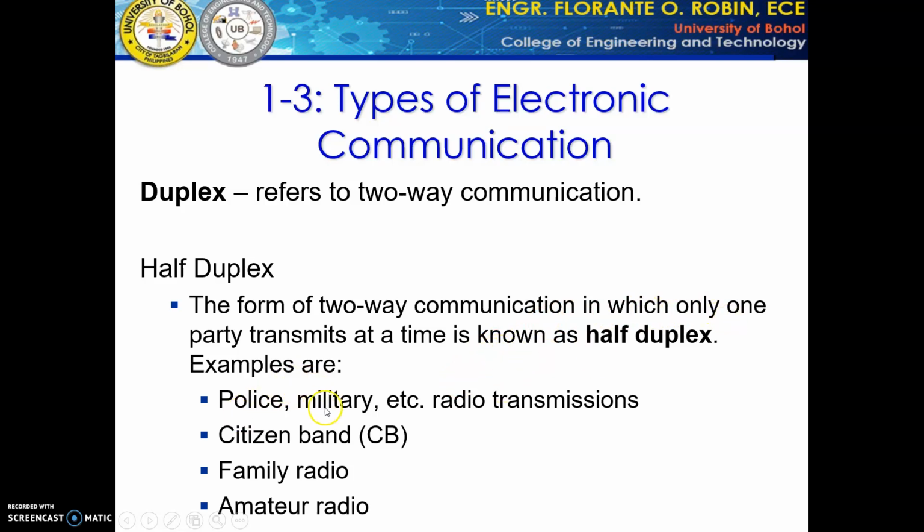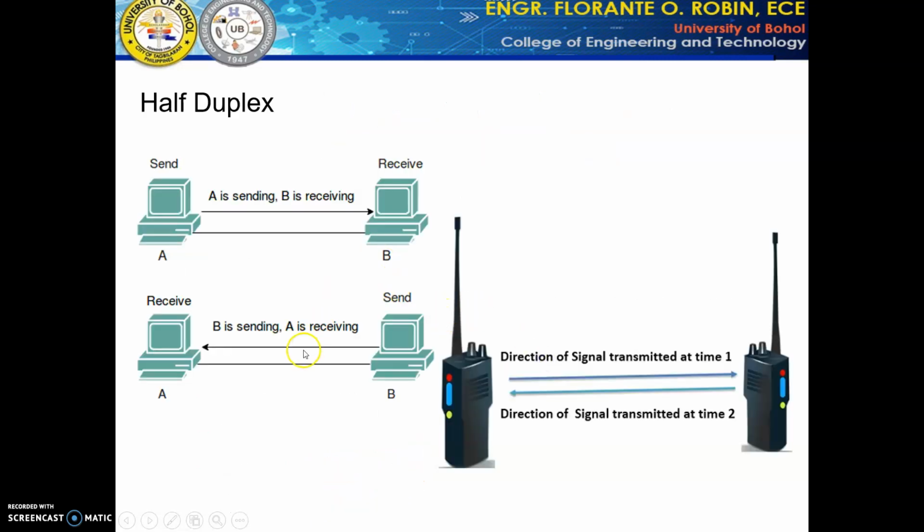So example, we have police, military, and radio transmissions. We have citizens band, we have family radio, amateur radio. Example here. So one party at a time. For example, we have here transmitter A and receiver B. So during the first period, the transmitter A is transmitting signal to receiver. Then in another time period, the receiver B becomes now the transmitter, then the transmitter A becomes the receiver. So the flow of transmission is from A to B, then B to A. So wala magdungan ilang signal.